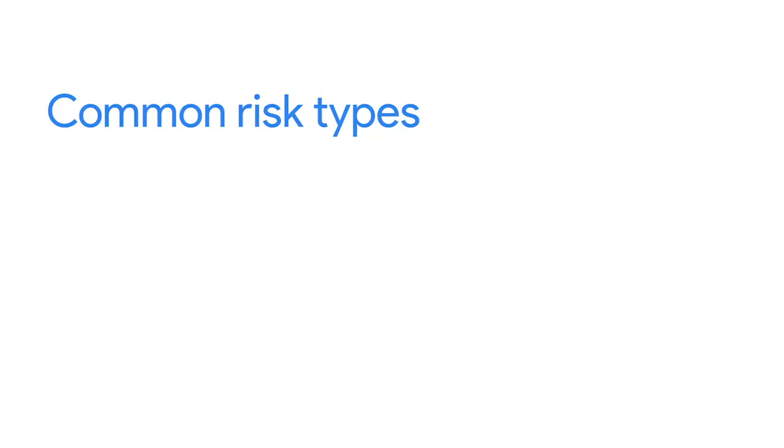Hi again. Let's discuss some common types of risks that you might plan for while managing a project. Though there are many different types of risks that could impact your project, the big ones that you want to be aware of are time risks, budget risks, and scope risks. Let's break those down. First, we have time risks.